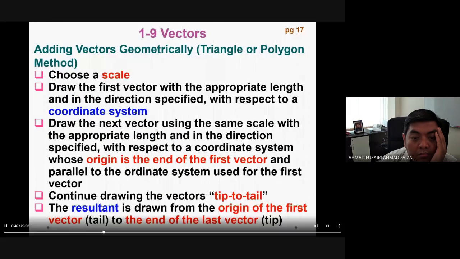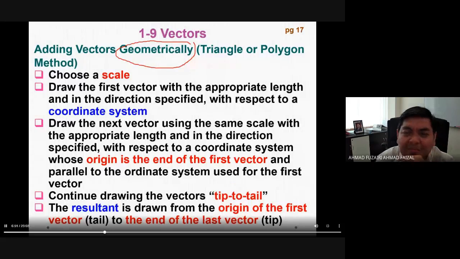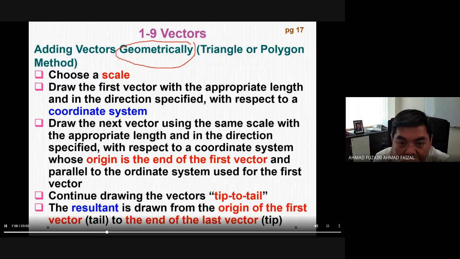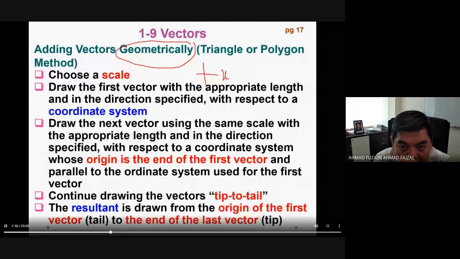Adding vectors geometrically. Basically we use the triangle or polygon method. First, you need to choose a scale. If you have the unit in cm, it's easy for you. But if you have the unit in meters or feet or any other unit, you need to convert, then use a scale factor. Choose the coordinate axes: this one should be your x-axis, and this one your y-axis.